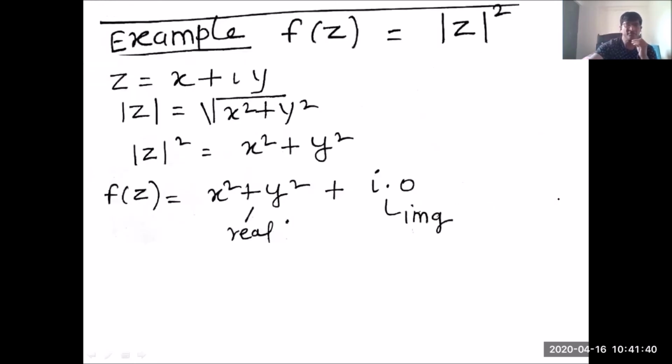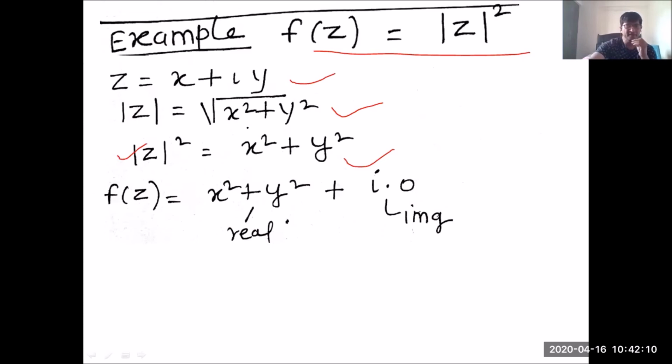Let's take a few more examples. Suppose now we have been given f(z) is equal to |z| squared, where this is the absolute value of z. By expanding it, since z can be written as x plus iy, the absolute value of z can be defined as the root of x squared plus y squared, and therefore |z| squared would become x squared plus y squared.